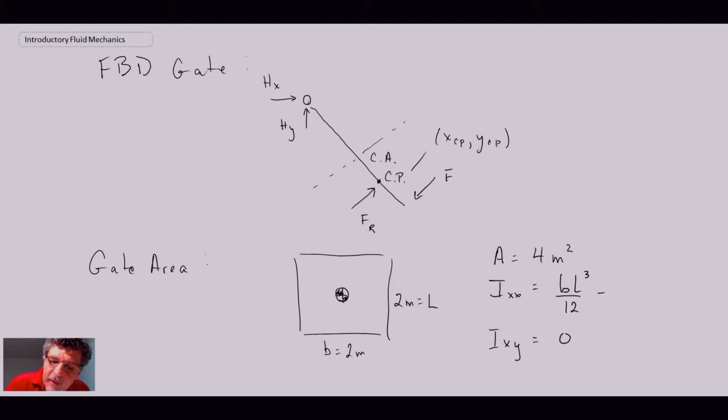But what we'll do, we'll plug in the values for IXX, and when we do that, we get 4 over 3, and the units of that are going to be meters to the fourth. So we'll carry that through in our calculation when we're looking for XCP and YCP. So let's continue on now, and what we're going to begin with is trying to resolve what is the force due to the hydrostatics.